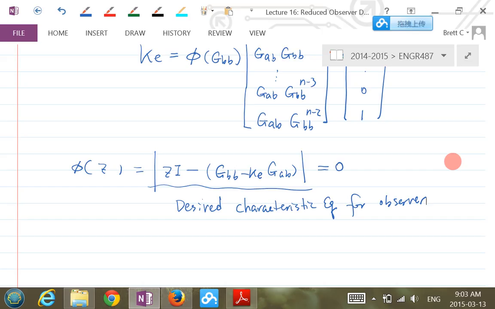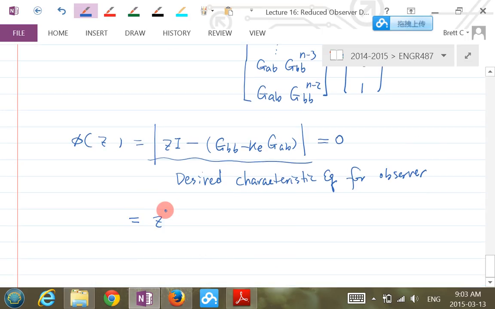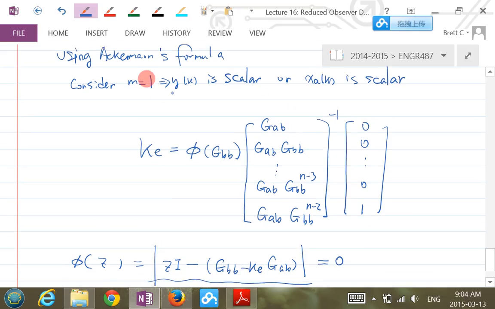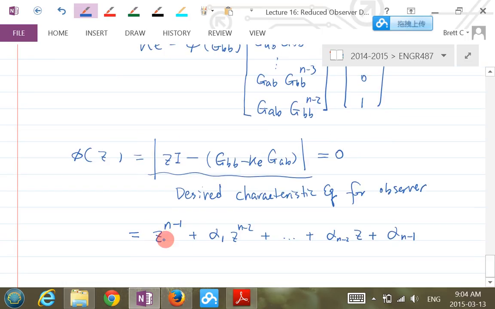So basically, you say, okay, here's the pole location for my reduced observer. And once you determine the pole location, you will have the desired characteristic equation for the observer. Is that good? Okay. And this is supposed to be z to the n minus 1 plus alpha 1 z to the n minus 2 plus up to alpha n minus 2. So that's the polynomial order. This is not up to order n, because right now I'm considering a scalar output, which is what you're going to deal with. Then your characteristic equation is this order here.